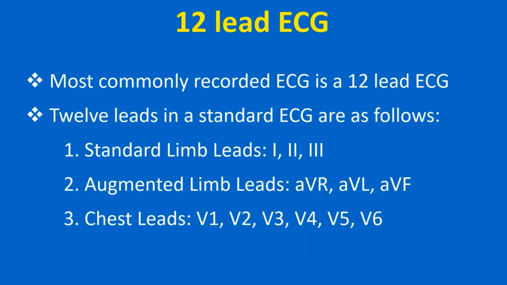The most commonly recorded ECG is a 12-lead ECG. The 12 leads in a standard ECG are as follows. Standard limb leads 1, 2 and 3. Augmented limb leads AVR, AVL and AVF. Chest leads V1, V2, V3, V4, V5, V6.